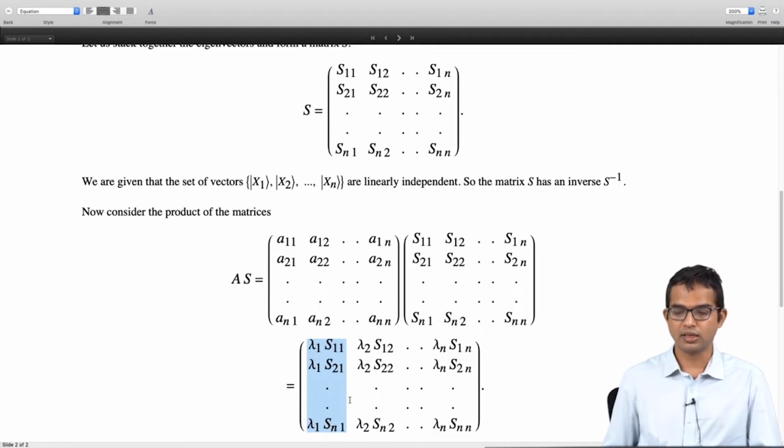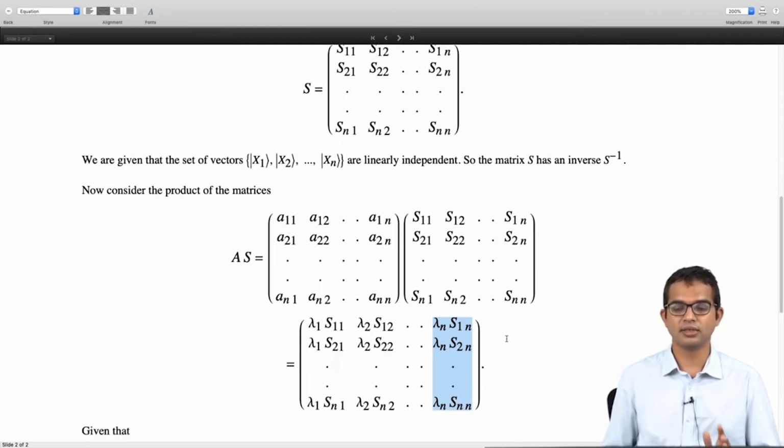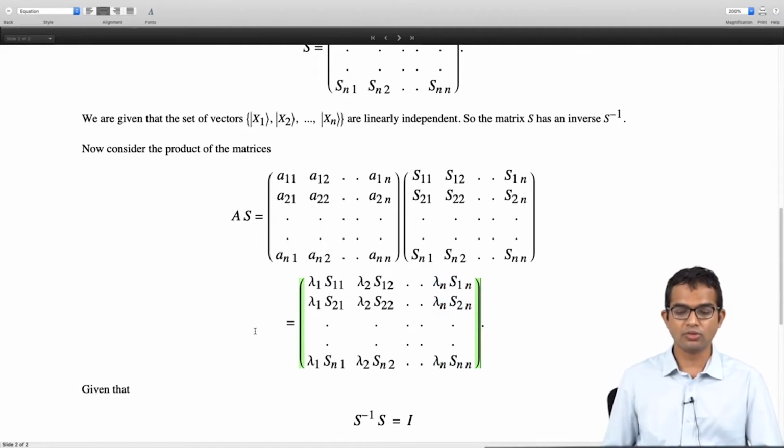Similarly, if I take this entire matrix and multiply by the second column, I must get back the same column, but now with these factors of lambda 2, and so on. And likewise for every column. For the final column, if I multiply this entire matrix with the nth column, s1n, s2n, all the way up to snn, it will give me back the same column, except that I have to tag along these factors of lambda n. This is something I can immediately work out because of what I have chosen S to be. Now we also know that S inverse exists, so S inverse times S is equal to I.